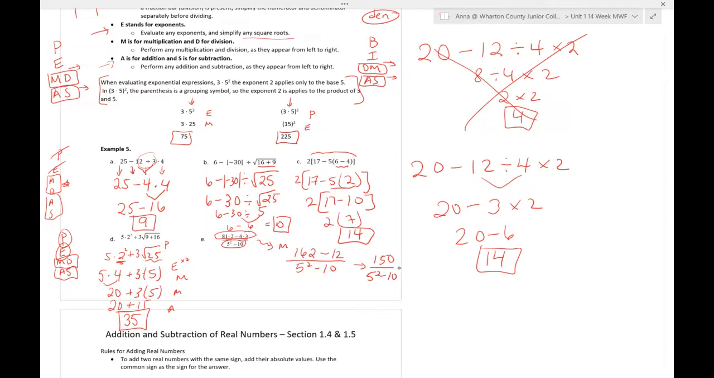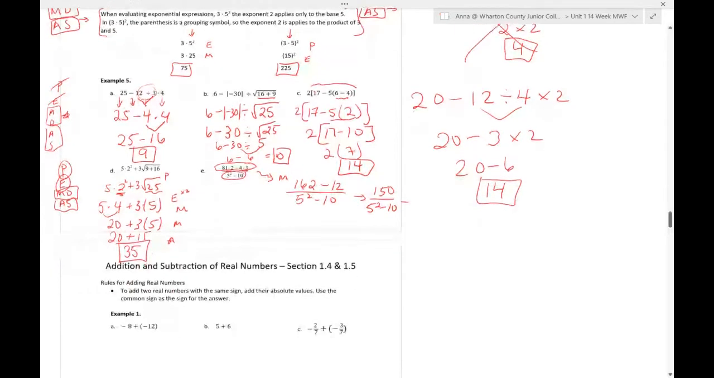And now I'm going to do the denominator. So I still have 150 in the top, and 5 squared minus 10, I have an exponent. So I'm going to perform that first. So that gives me 25 minus 10, and then do the subtraction. 25 minus 10 is 15. 150 divided by 15 equals 10.